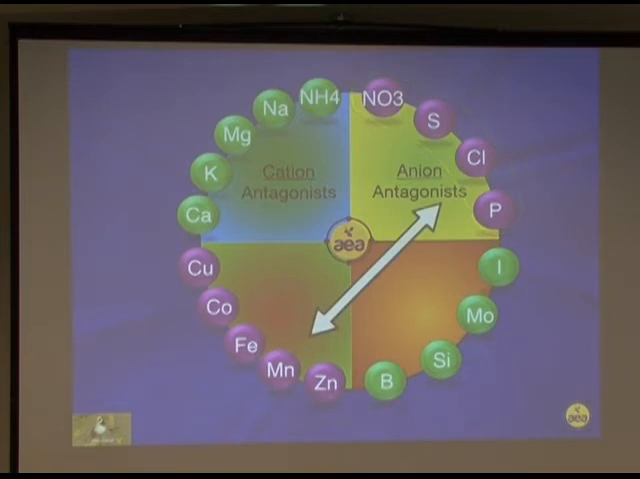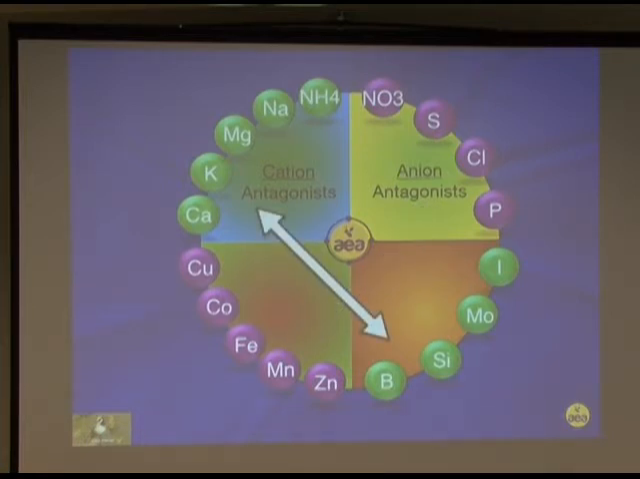So if we look at these nutrient interactions, there are also some very interesting interactions that happen diagonally across the chart, where we know that phosphorus has interesting relationships with iron, manganese, and zinc. Zinc in particular. Again, we have calcium, boron, silicon.